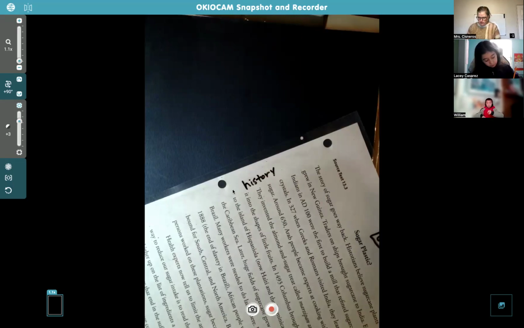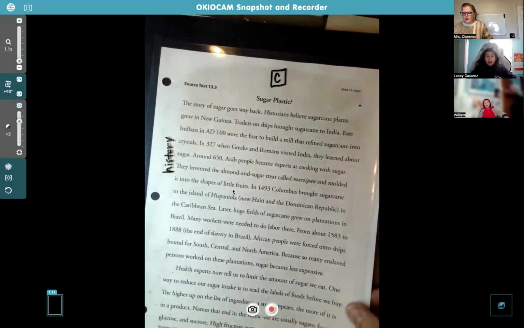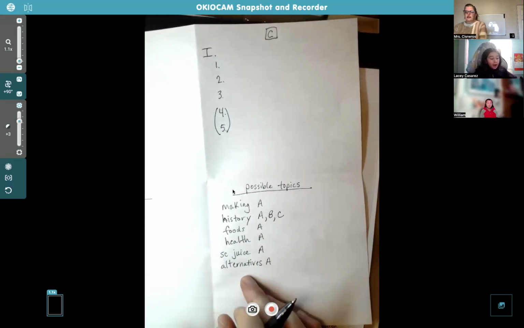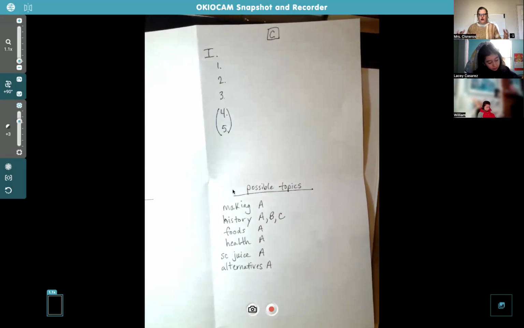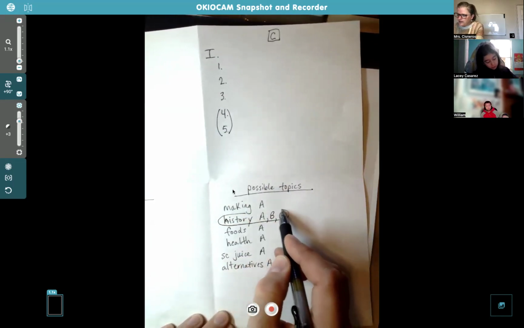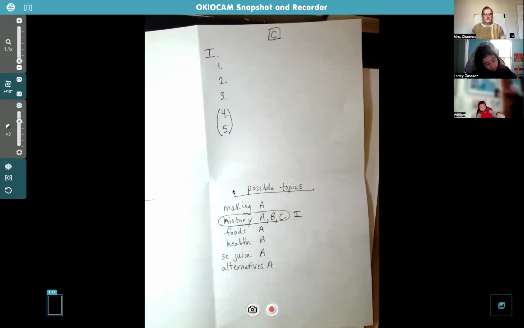That's the one we just read. And then, since this is C that we just read, we're going to add C next to history. So that's why it's good to start with this topic, because we know, or I know, it's in all three articles. Go ahead and circle history right here with A, B, and C, and we're going to put a Roman numeral 1 next to it, because this is what you're going to focus on for your first paragraph of your report.